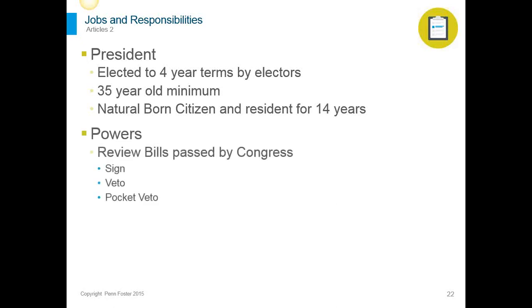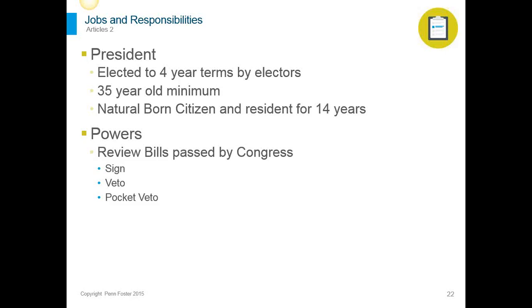In terms of presidential powers, first off, presidents will review bills that come from Congress. So once the House and the Senate approve a bill, it then goes to the president for either being signed, showing the president's approval, a veto, which means rejection, and then the bill has to go back to Congress for either a revote or back to negotiations in terms of fixing the bill to make it approved by the president, or what's called a pocket veto.